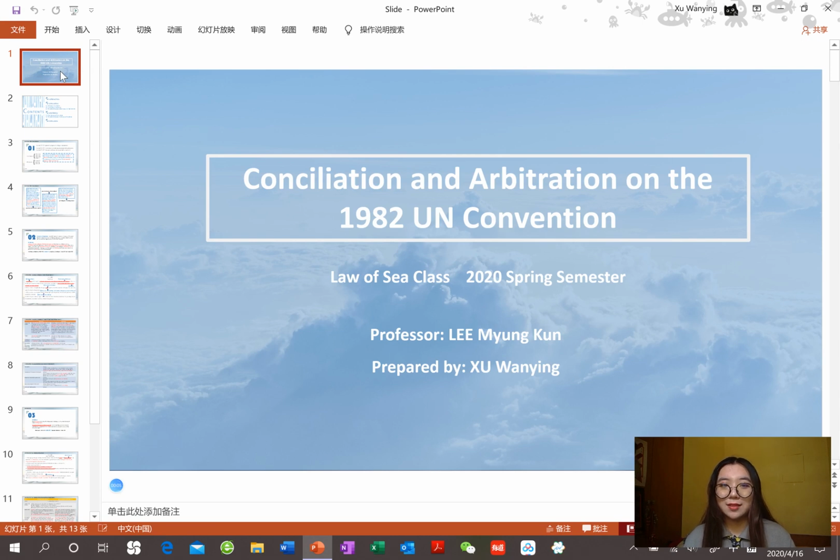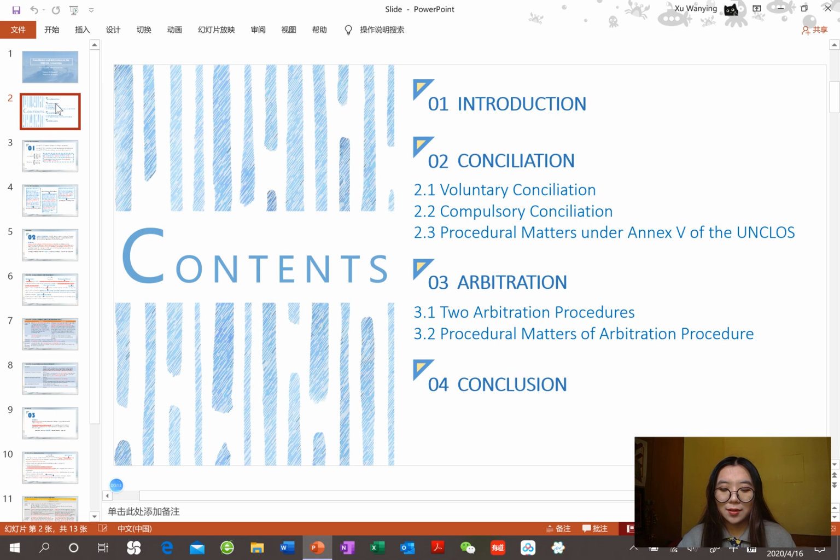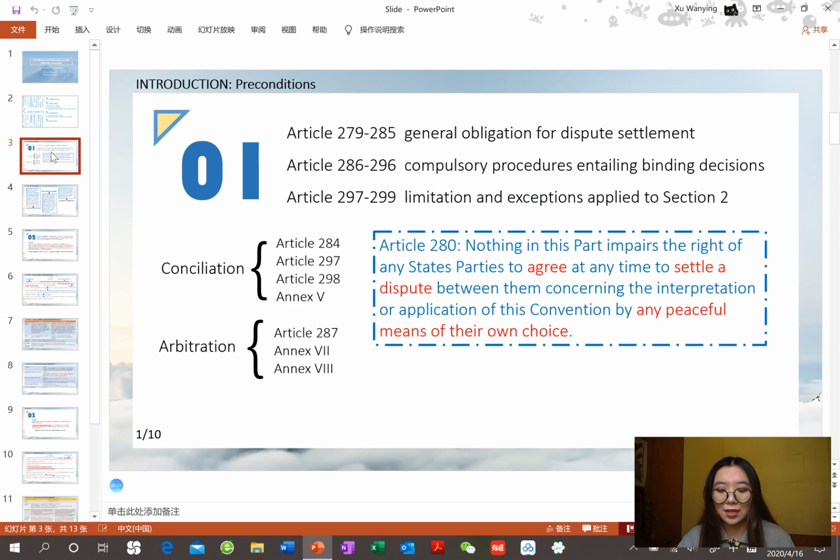Today, my presentation's topic is Conciliation and Arbitration under the 1982 UN Convention. Here's my table of contents. In my presentation, I will introduce 4 parts, including the introduction of the preconditions to specific procedures under the UN clause and their differences. Firstly, in the introduction, I will briefly talk about the preconditions of conciliation and arbitration procedures under the UN clause.